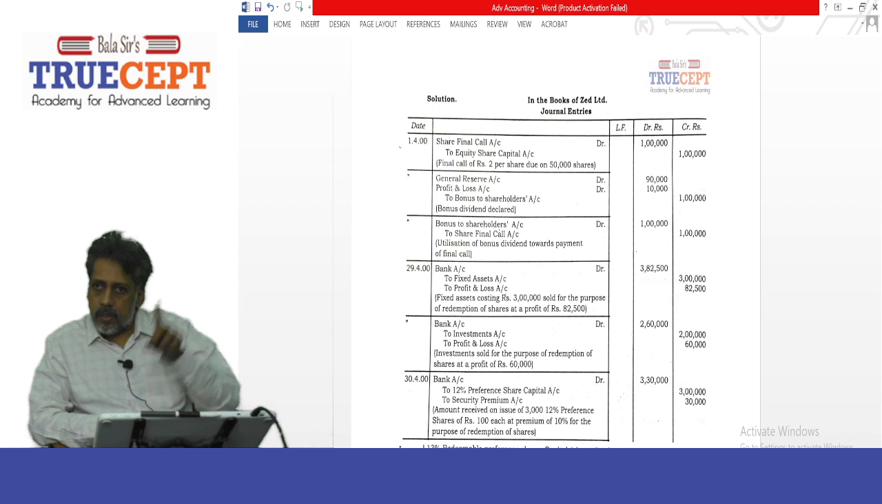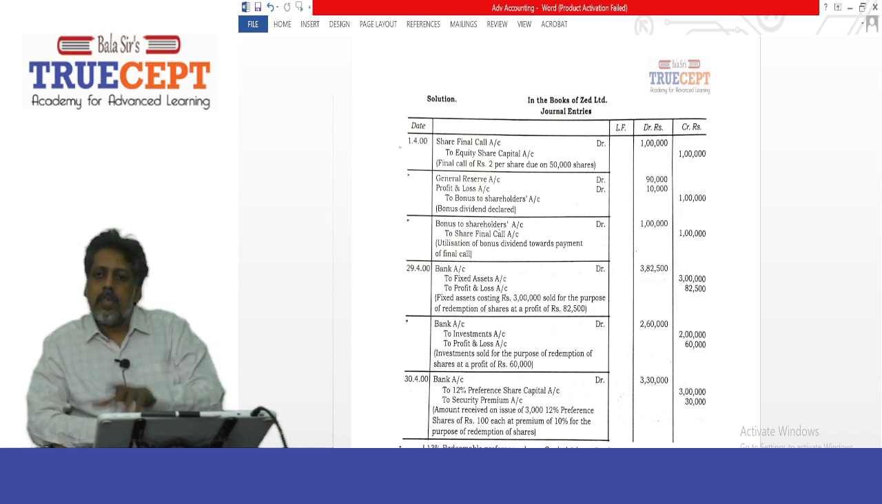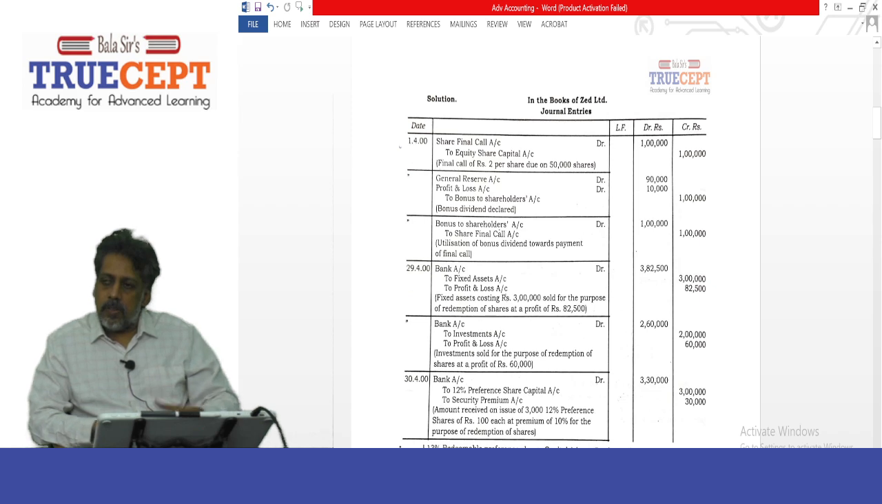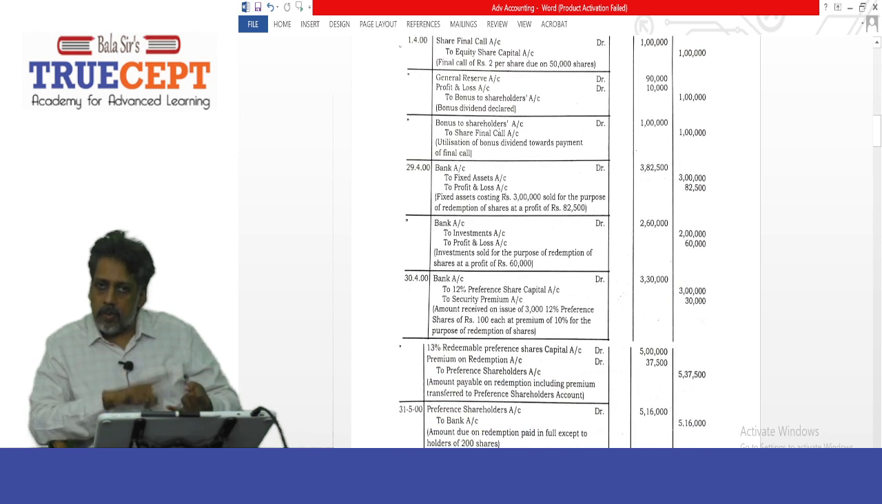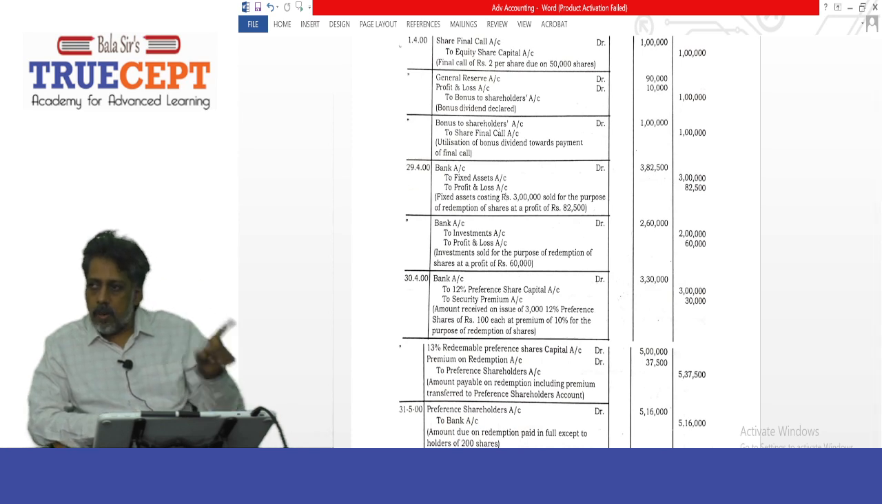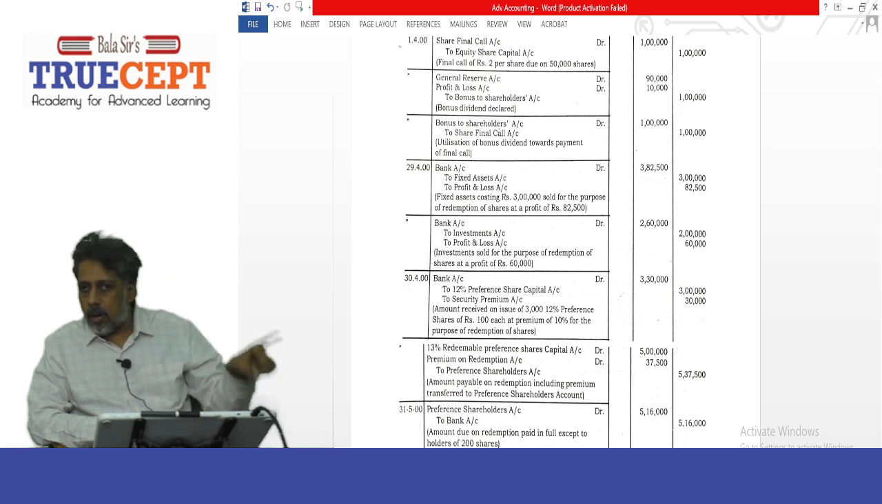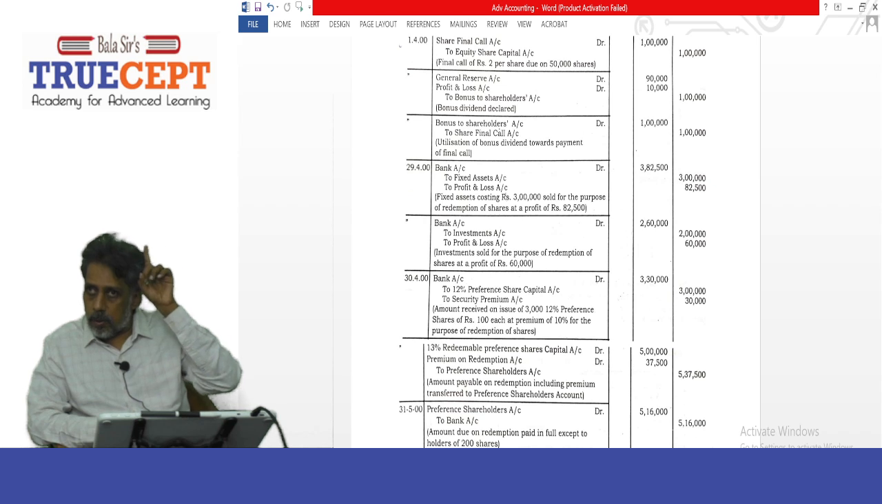To fixed asset, how much? 3 lakh. To profit and loss account 82,500. And then for selling investments, bank account debit 2,60,000, to investments rupees 2 lakh, to profit and loss account 60,000. Guys, remember, after these 2 entries, the balance in your profit and loss will be, remember you had 1,02,000.